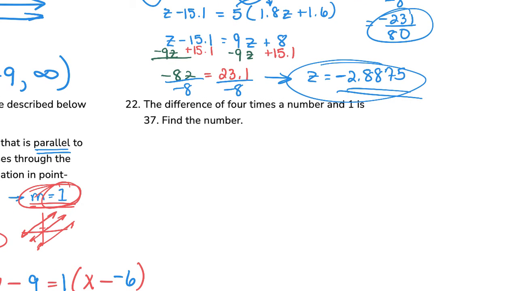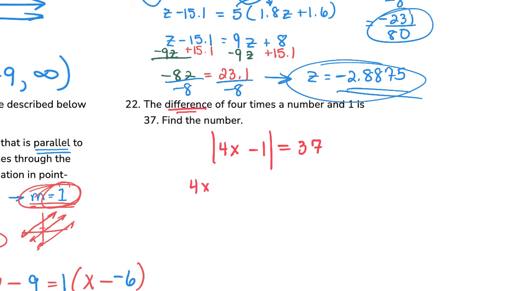22. The difference, so subtraction, of 4 times a number and 1. So the difference of 4 times a number and 1 is 37. Now, I don't really know if it's 4x minus 1 or 1 minus 4x. Both are a difference of those two things. I might want to cover them both.